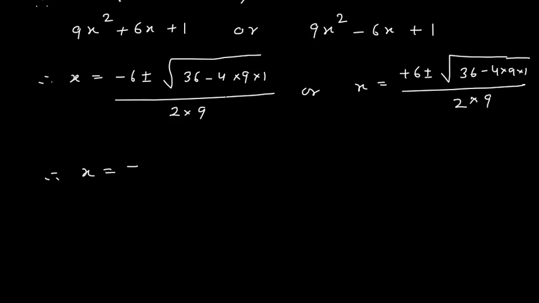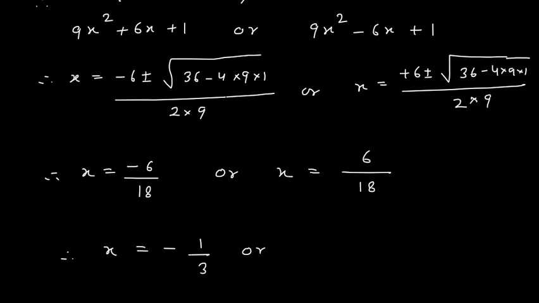So here x is minus 6 upon 18, or the value of x we get as 6 upon 18. Therefore the value of x is minus 3 upon 9, or 6 times 3 is 18, right? 6 threes are 18. So you can say this is 1 upon 3, or x is equal to plus 1 upon 3. So the value of x is minus 1 upon 3, or it is plus 1 upon 3.